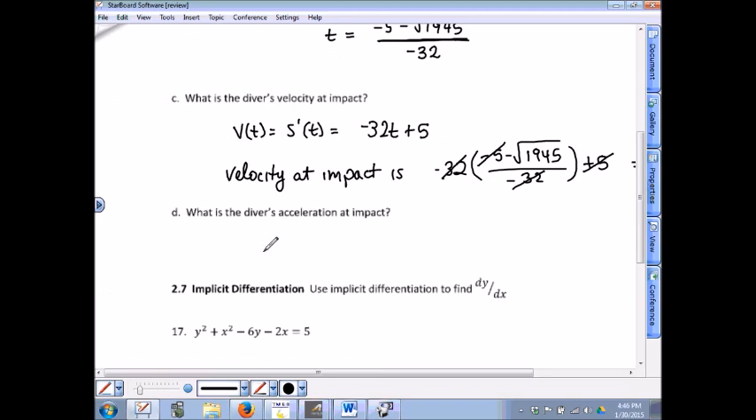Now the diver's acceleration is the derivative of the velocity. That's going to be equal to negative 32 feet per second squared.